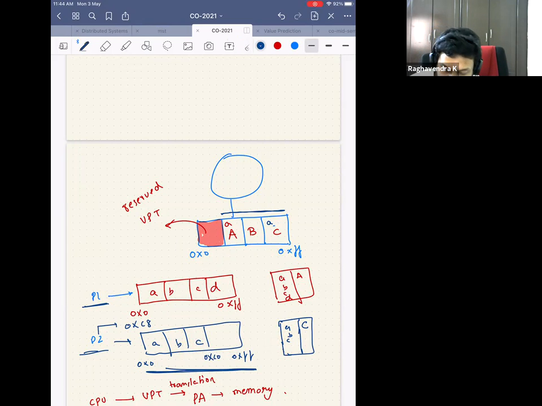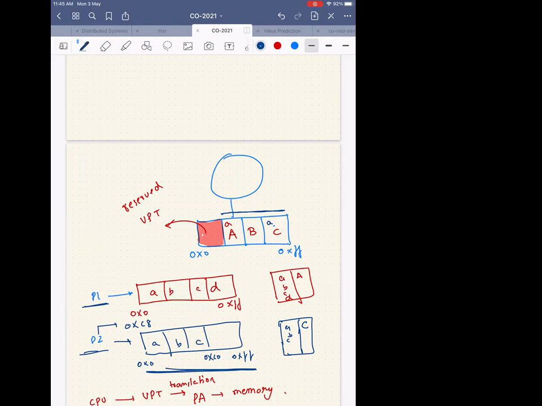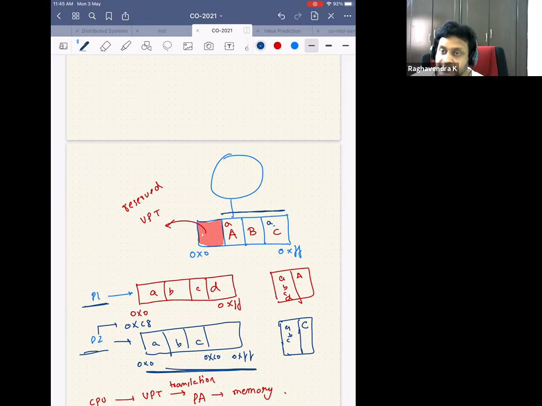Now, will you allow the process to access something here? I mean, will you say, okay, the process has generated 0xC8, so I will go to the hard disk and fetch the D block, D page? Can you do that? Why can't we do that, sir? No, right? Because the process has not even accessed that. It has not even requested that it wants 256 bytes.